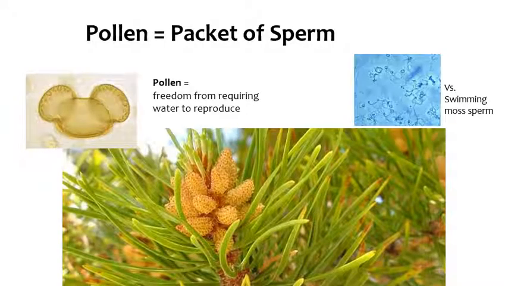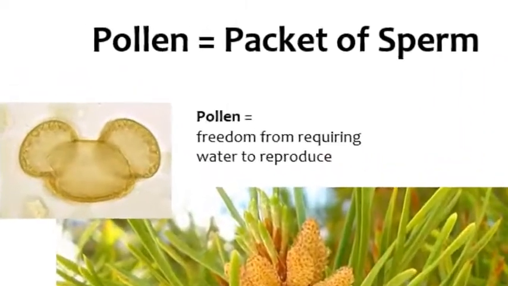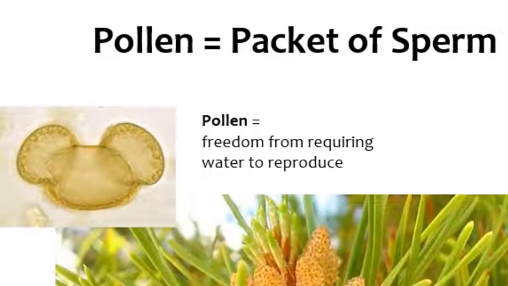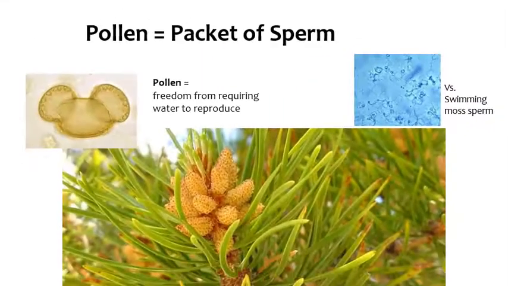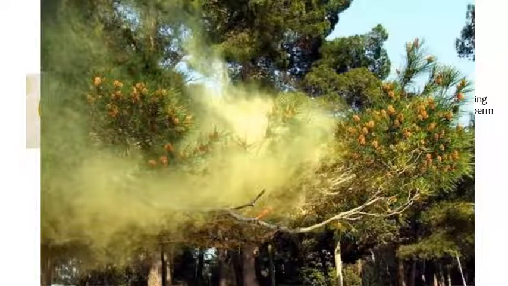Let's first look at what pollen is. It's a little packet with sperm inside. Moss and fern sperm swim, so they require water to get to an egg. Pollen-producing plants pack their sperm inside these little structures, the pollen grain, which protects them from drying out. The pollen can blow around in the wind until it reaches an egg.